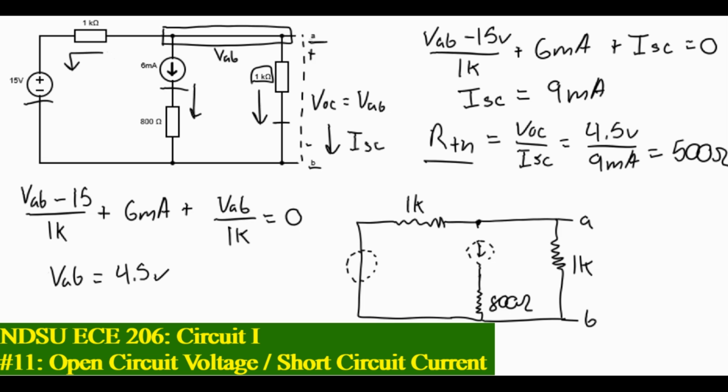Luckily, that made this one pretty easy. With this branch open, there's no current flow, so that just leaves us with a 1K resistor in parallel with a 1K resistor, 500 ohms. Awesome. Our R Thevenins match.